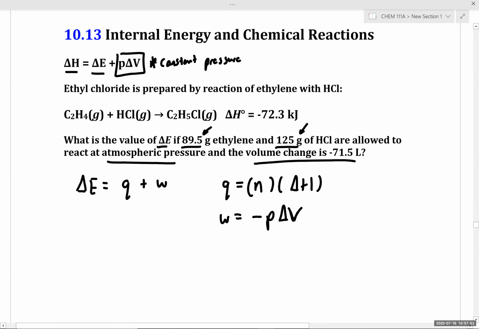Okay, so in terms of what we know, we know that the pressure is 1 atmosphere and our delta V is negative 71.5 liters.